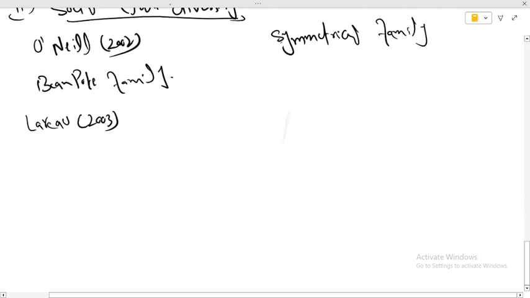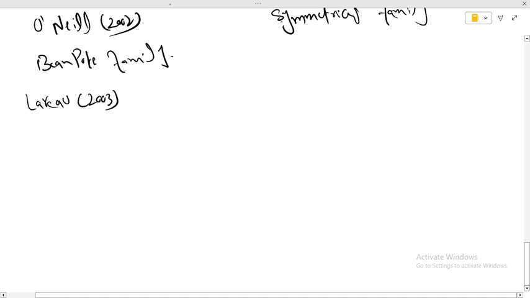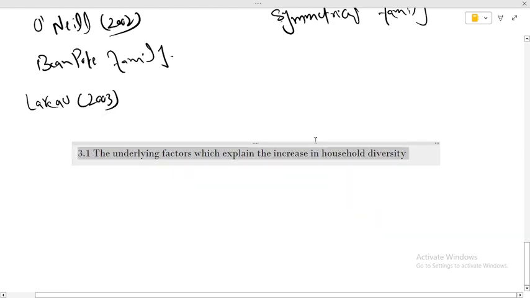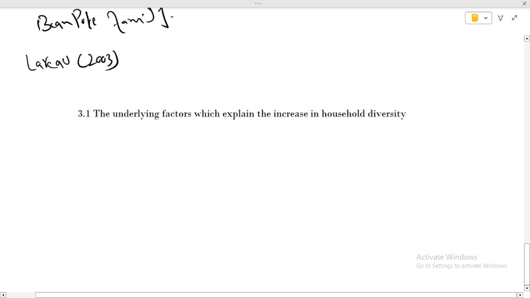So that was a simple overview about the household and the diversity within the family. Now, the topic we basically want to discuss is the underlying factors which explain the increase in household diversity. What are the reasons which increase household diversity, the household diversity which we were explaining at the top? What are the reasons for changing household diversity?